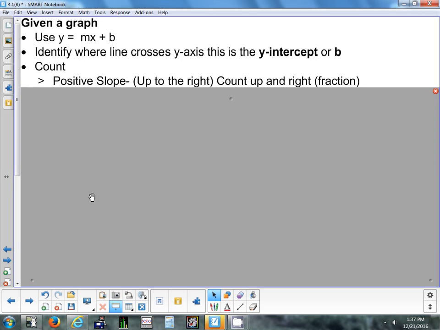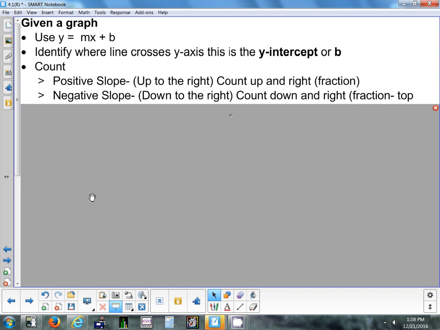Remember, like we talked about last week, if it's over 1, then it'll just be that number. Say if you counted up 2 over 1, your slope would just be 2. Any slope over 1 is just the number that's on the top. So if it goes up to the right, you look at it first and say, yep, it goes up to the right. Okay, it's a positive slope. I don't have to worry about putting any negative sign with it or anything like that.